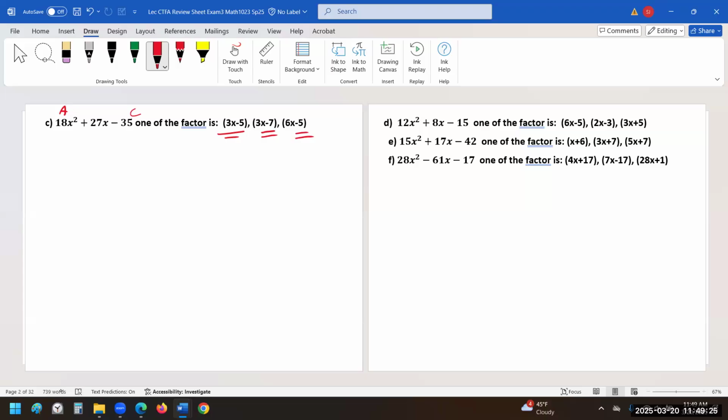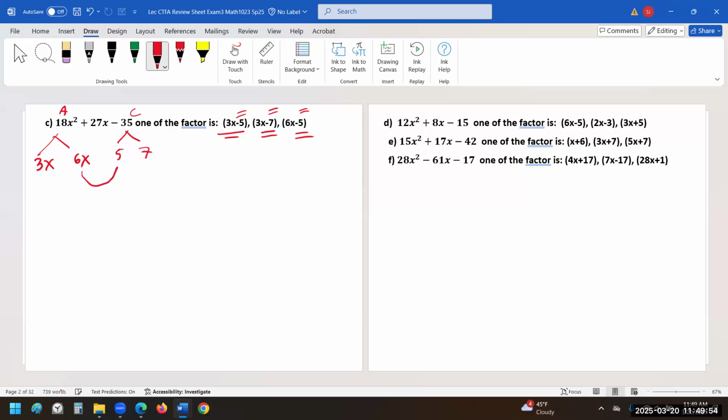Trial and error, or trial and guess, means we're going to split the first and last term based on the multiple choices they give us. So we have 3, 3, 6. That means 18 is 3x and 6x. For 35, we look at the last term, 5 and 7. And then you just play around to see which pair gives you 27.